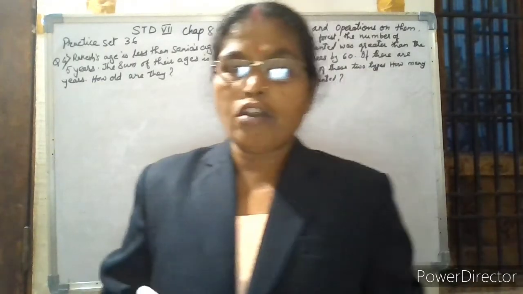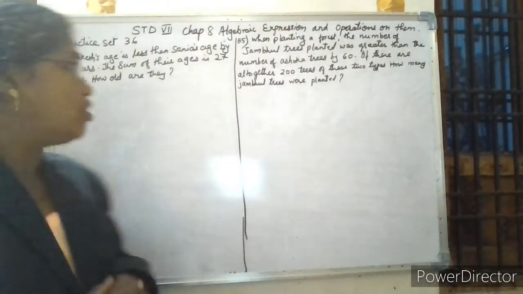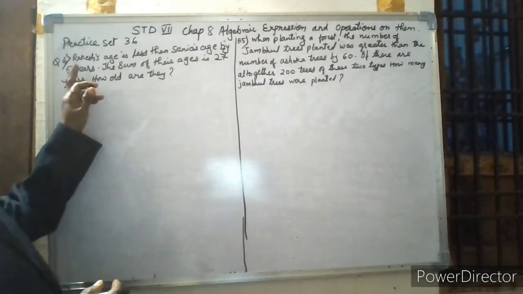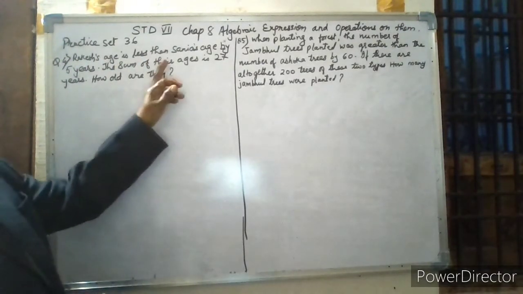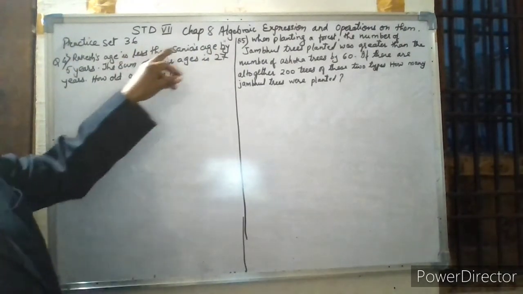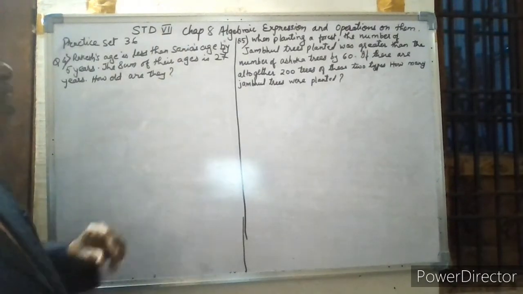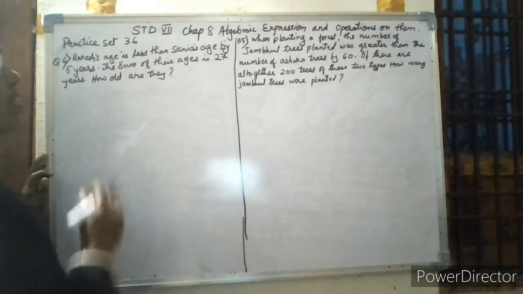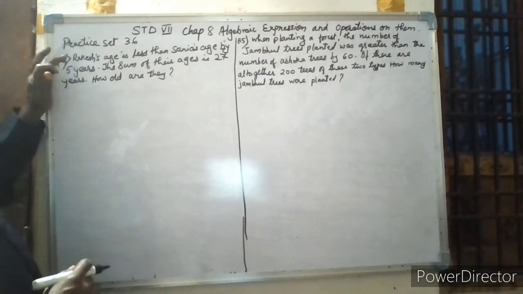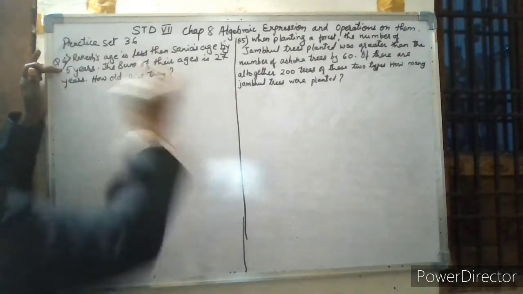Now, let us solve the word problems of practice set 36. The fourth question is a word problem. Rakesh's age is less than Sania's age. That means Rakesh is younger than Sania and Sania is elder here. By how much? 5 years. That means Rakesh is 5 years younger than Sania and Sania is 5 years elder than Rakesh.